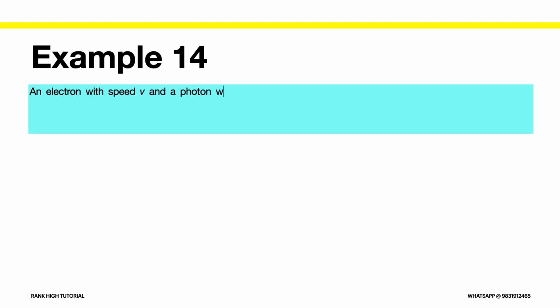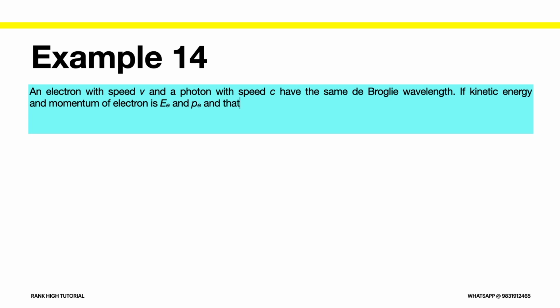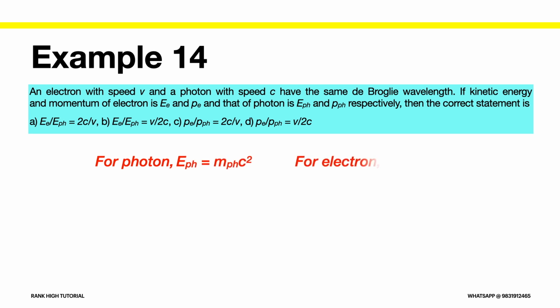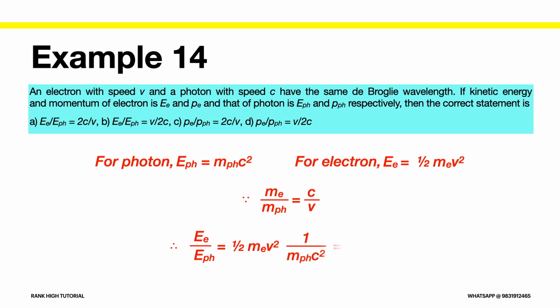Example number 14. An electron with speed v and a photon with speed c have the same de Broglie wavelength. If kinetic energy and momentum of the electron are E electron and P electron, and of the photon are E photon and P photon respectively, then find the correct answer. For the photon, we can write E photon equals mass of photon multiplied by c squared. For the electron, we can write energy of electron equal to half into mass of electron into v squared.